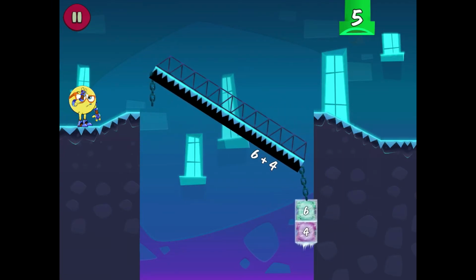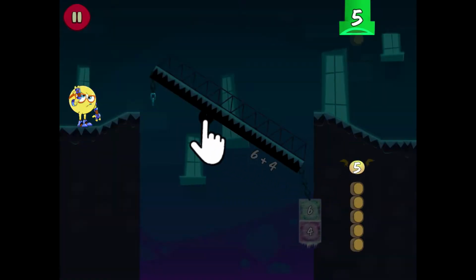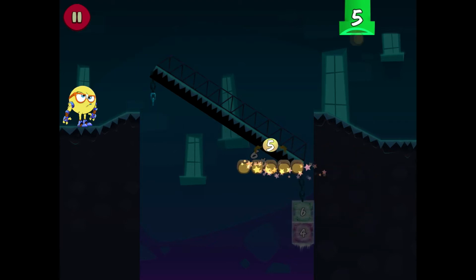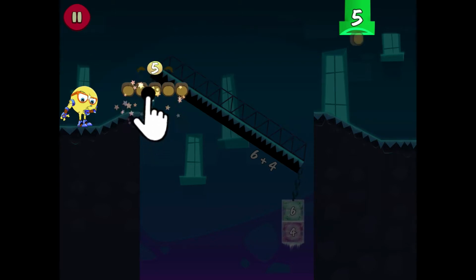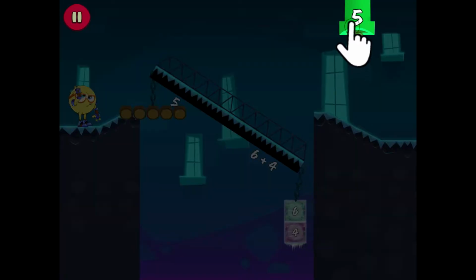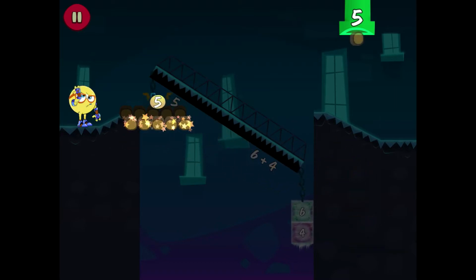5 is equal to a box of 5. Tap here. Add this weight to the chain. Tap here. Add this weight to the chain.